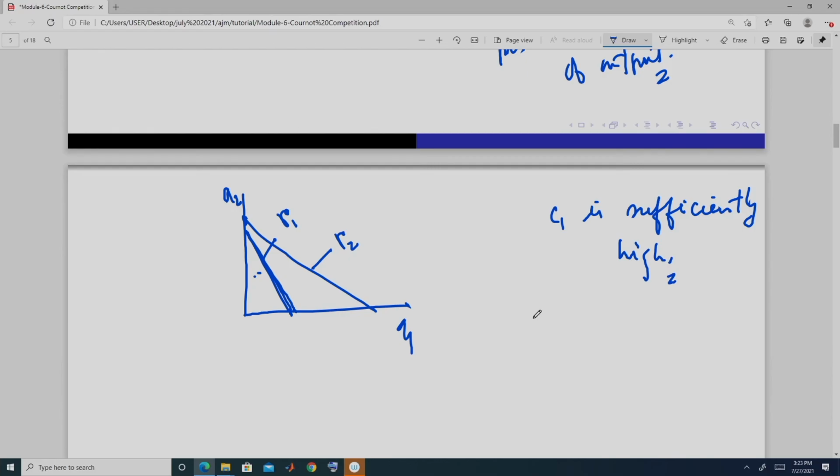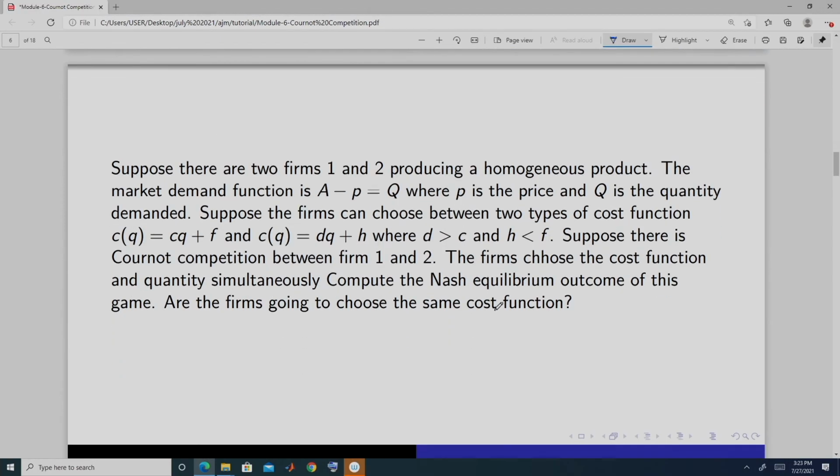Okay. So, we get this. Now, next solve another problem. This is a slightly involved problem. Suppose there are two farms, farm 1 and farm 2, and they produce a homogeneous product, and the market demand function is this. A is a positive number, Q is the quantity demanded, and P is the market price.